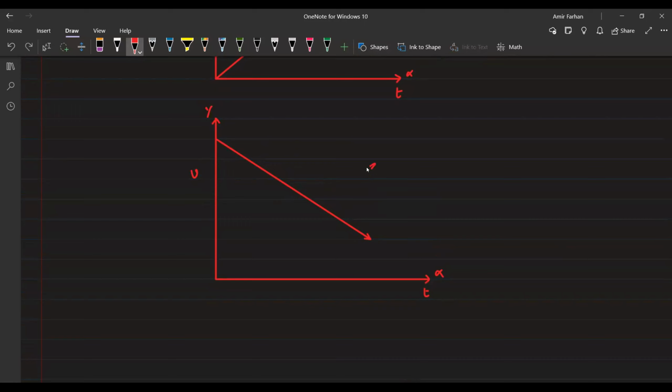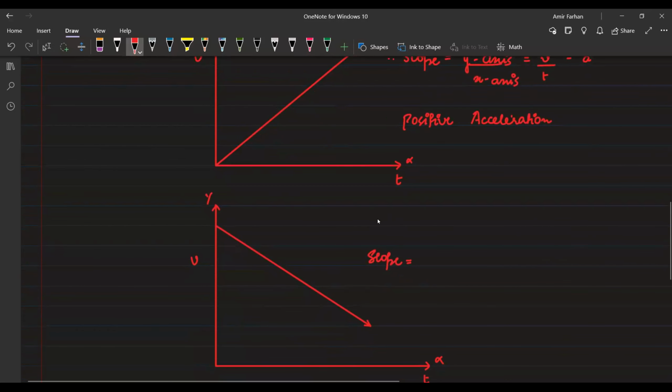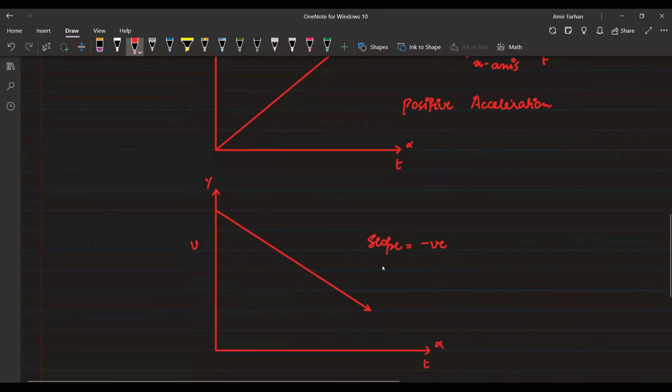Slope here would be negative, because this is going downwards now. Here the line is going upwards, so the slope would be positive. Say yes or no, at least say yes or no. Yes. I like it when you speak along with me. So it is a negative acceleration. Clear? Negative acceleration.